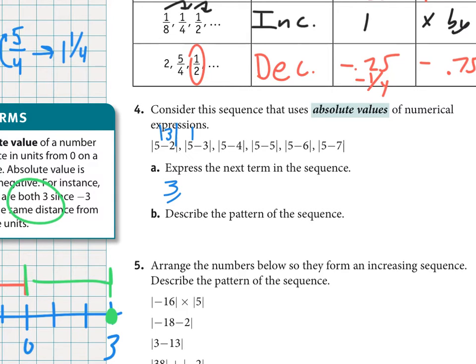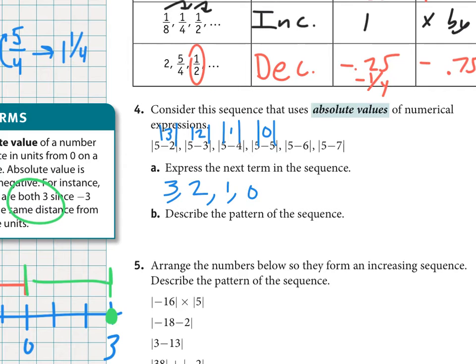Okay, 5 minus 3 is 2, right? The absolute value of 2. How far away from 0 is 2? It's 2 units. Okay, 5 minus 4 is 1. Its absolute value, that's what the bars mean, its absolute value is 1. 5 minus 5, of course, is 0. The absolute value of 0, how far away is 0 from 0? It's 0 units away, right? It is itself.